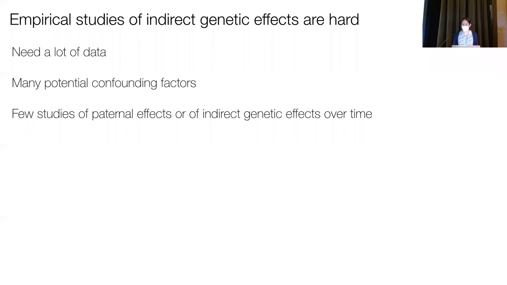There are also a lot of confounding factors that indirect genetic effect studies need to consider. There are all the typical things you have to worry about in a GWAS: population structure, assortative mating, and shared environment effects. But here, it's also important to think about any potential confounding effects arising from non-random group formation or unequal interactions within a group. Finally, there's been a lot of empirical work on maternal effects, but there are fewer studies on paternal effects and even fewer studies looking at how indirect genetic effects may change over an individual's lifetime.